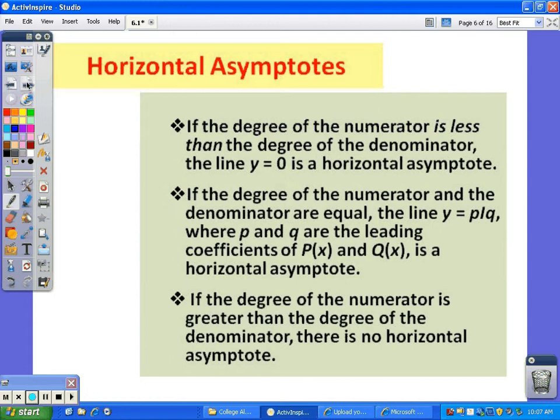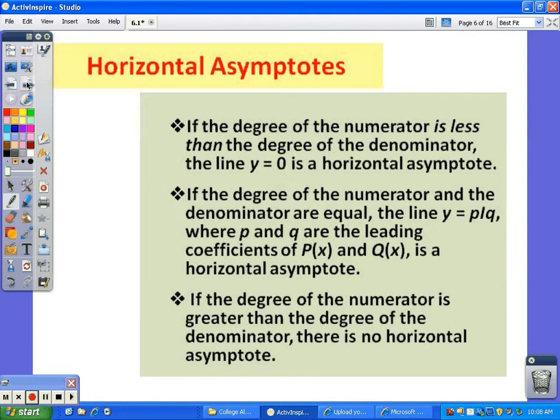Now, if the degree of the numerator is less than the degree of the denominator, y equal to 0 is your horizontal asymptote. If the degree of the numerator and the denominator are equal, then your horizontal asymptote is going to be y equal to p over q, where p and q are your leading coefficients of your numerator and denominator. And then if the degree of the numerator is greater than the degree of the denominator, there is no horizontal asymptote.